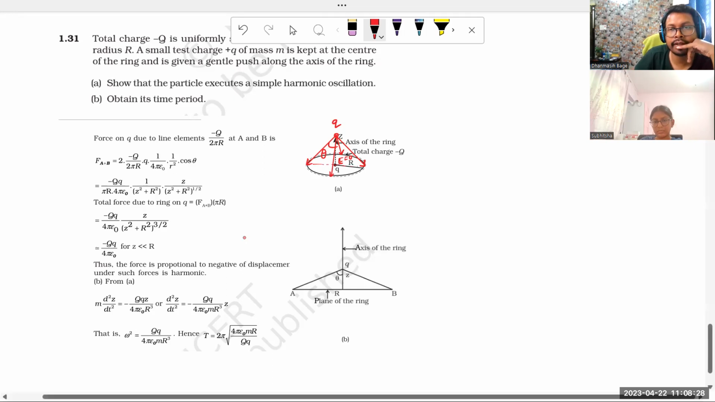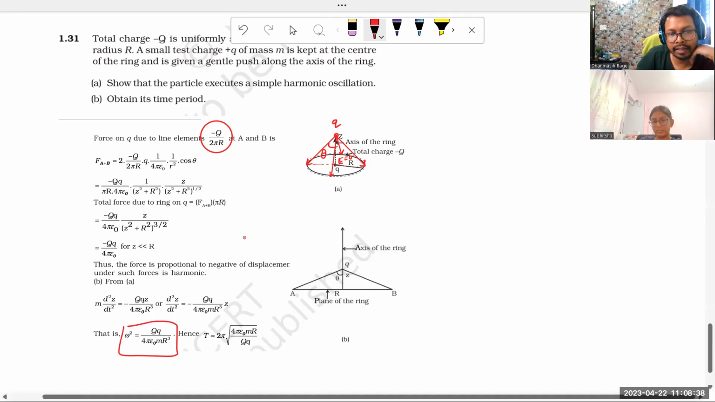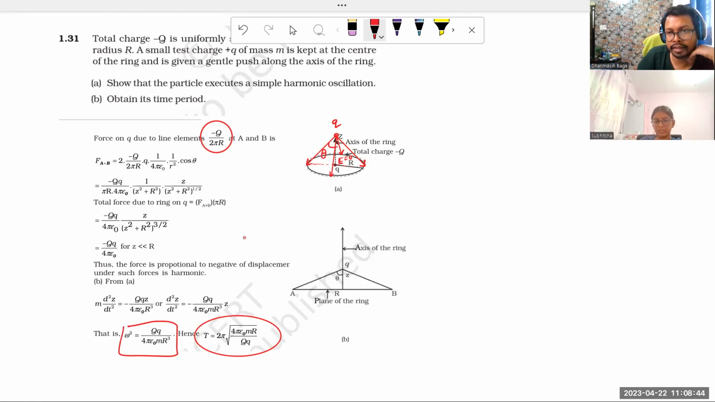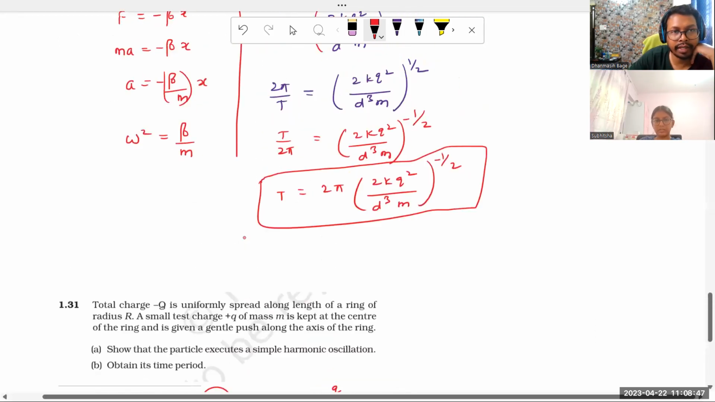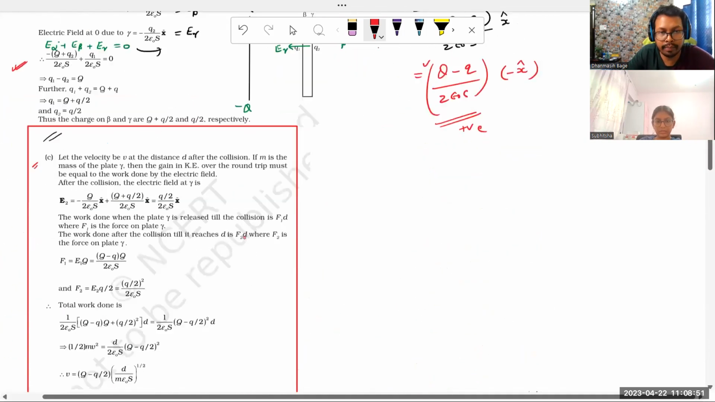Do it yourself. This one. Yes, sir. Right. You can do this thing. And exactly same question. Just see this thing. You have to find out this thing, omega is square, and then find out the time period like this. Exactly the same thing we have done. Right? That is the thing. Yes. 31 is done. Okay, the last question I told you, I'll explain that thing as well.